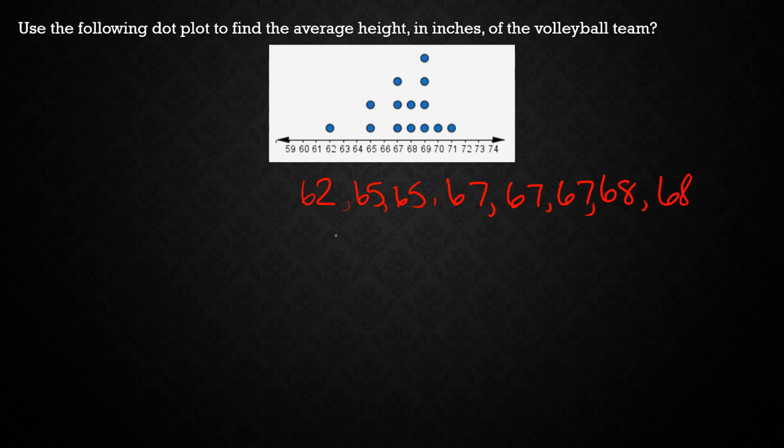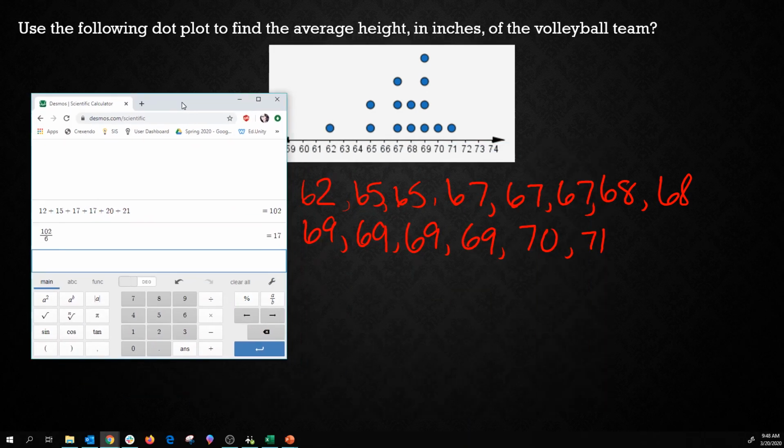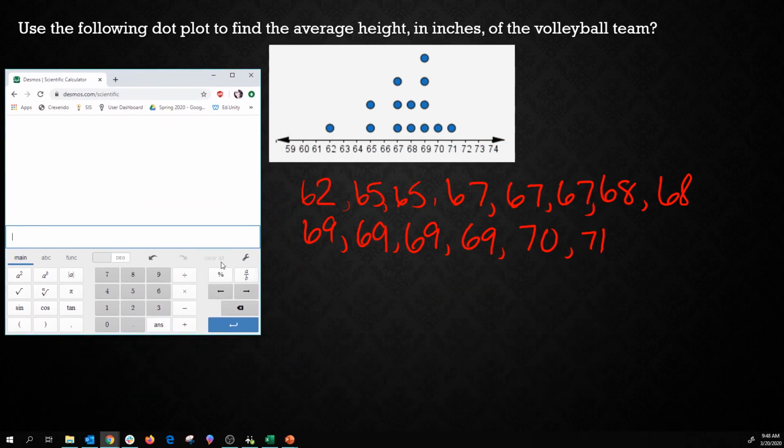I would have 1, 2, 3, 4 69s. I would have 170 and 171. Now you don't have to make a list like this when you go to solve these. If you can read it right off the dot plot, that is fine. But we're going to do the same thing that we did before.